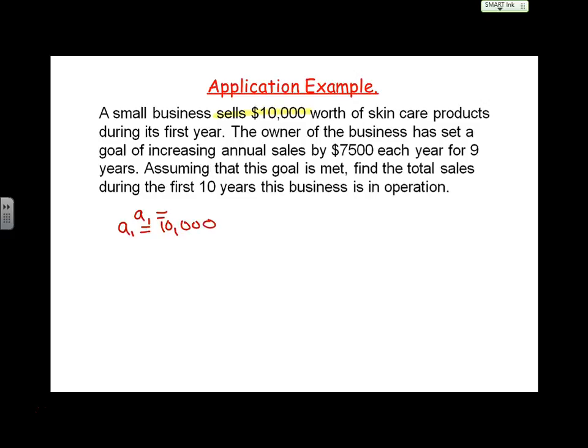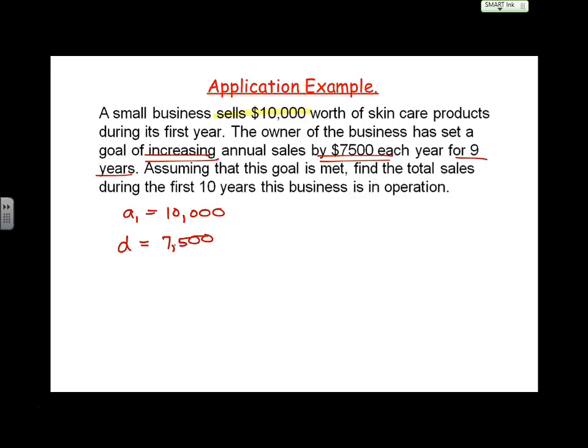What else did you pull out? I think 7,500 is D. Why? Because that's the amount it's going up by each year. For 9 years. Okay, so he wants D to equal 7,500. What else? And 9. So we have 9 here.